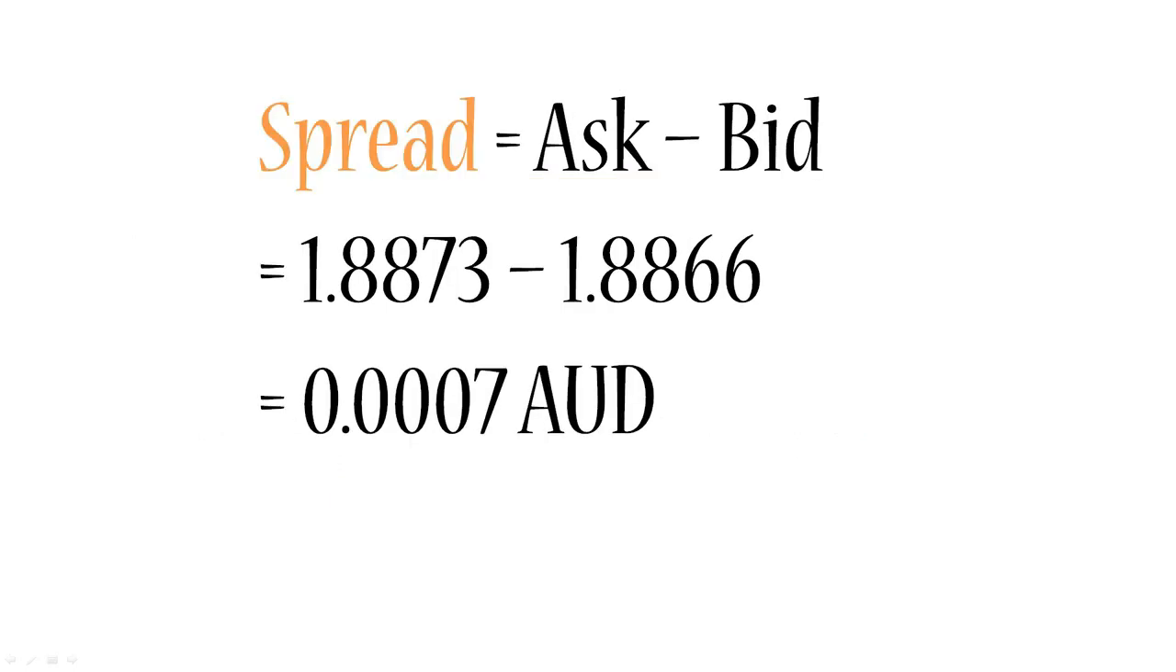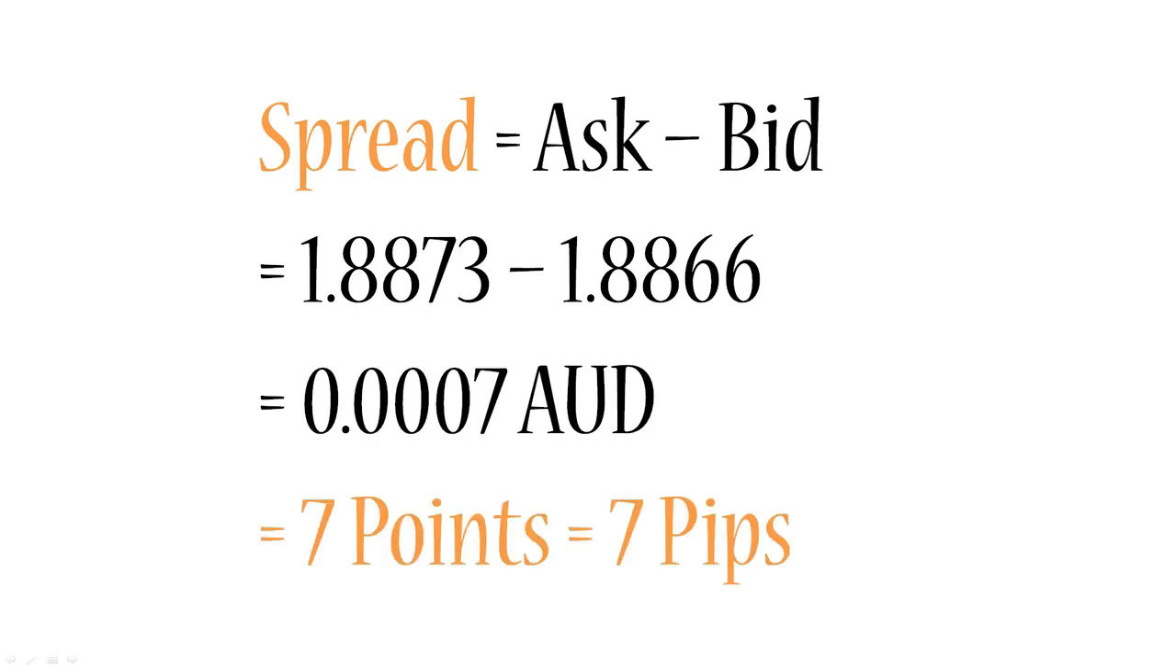Let's go back to our example with the spread. Calculation of the spread is ask minus bid, and it was 0.0007 Australian dollars. If we apply points and pips to this scenario, it is equal to 7 points because it's 7 times the minimum change this currency pair can experience. So it's equal to 7 pips because this is equal to 7 times 0.0001.